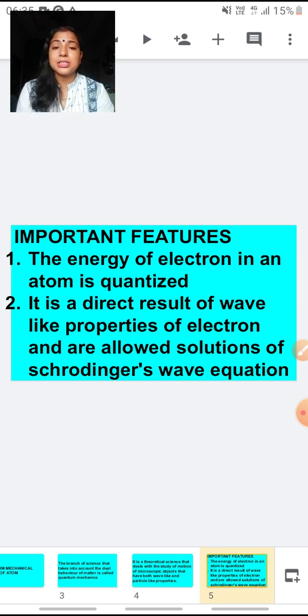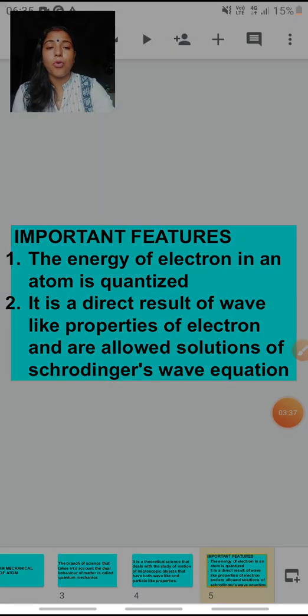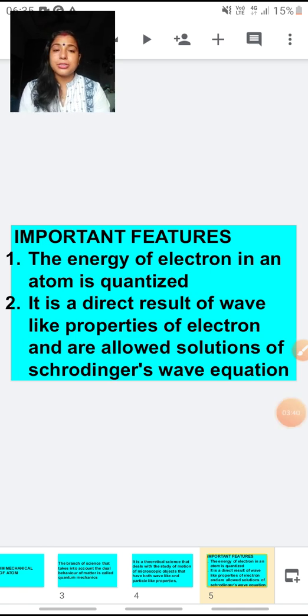Now see, the first important feature of the quantum mechanical model is that the energy of electron in an atom is quantized. Quantized means it has a particular amount of energy. As de Broglie also explained, only those orbits are permitted which have angular momentum equal to h upon 2 pi. Similarly, here in quantum mechanics, it is explained that the energy of electron is quantized. That means we cannot say an electron in an atom can have any amount of energy. No, it is not like that.